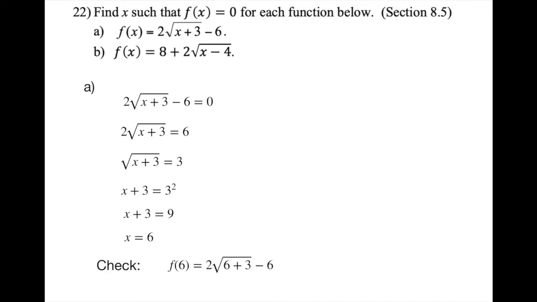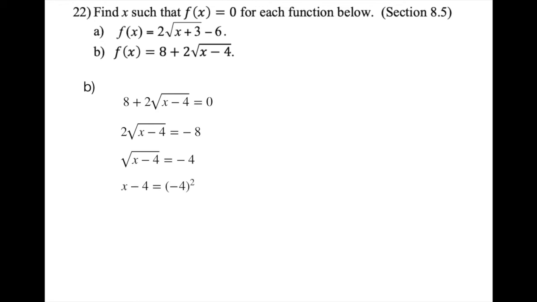So you plug in x equal to 6. So f of 6 is 2 times the square root of 6 plus 3, minus 6. And if you keep calculating that, it is 2 times square root of 9, which is 3, minus 6. So 2 times 3 minus 6, which is indeed 0. So that means x equal to 6 is indeed a solution of your original equation. That is good.